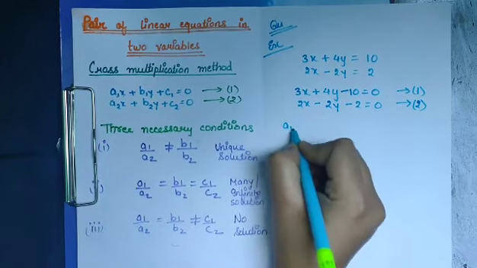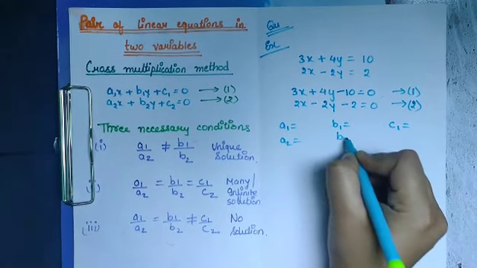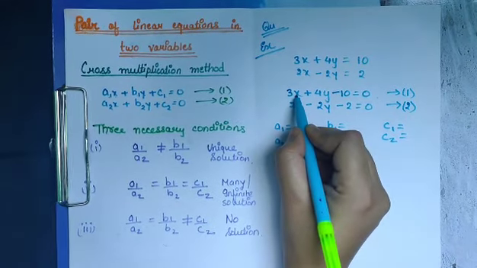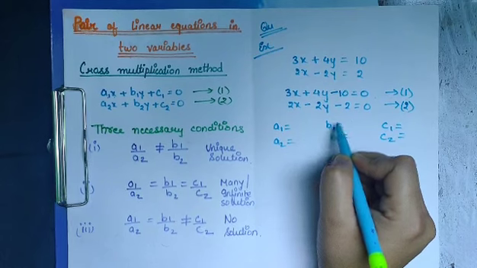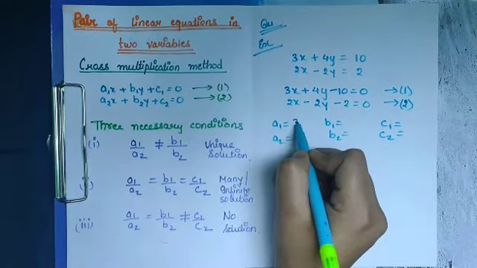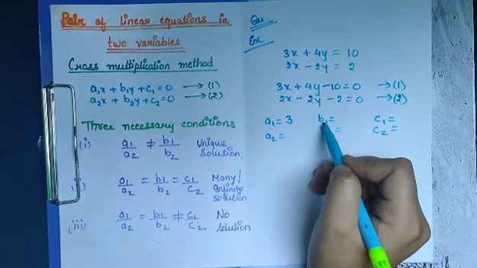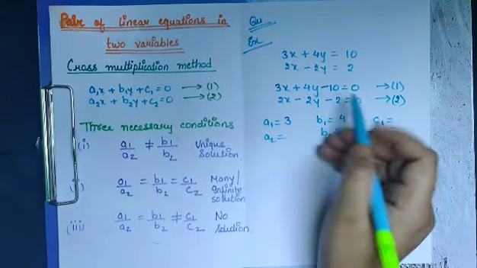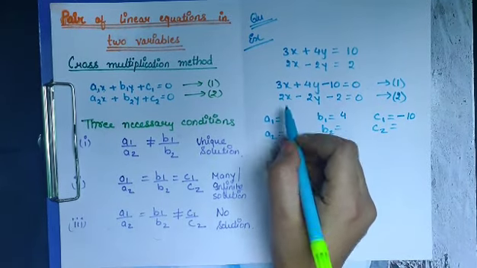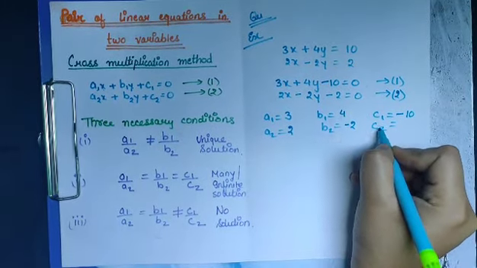Now a1, b1, c1, a2, b2, c2, where a1 is the coefficient of x in equation 1, b1 is the coefficient of y in equation 1. Here the coefficient of x is 3, so a1 is 3. Here the coefficient of y is 4, so b1 is 4. Similarly, c1 is minus 10. Here the coefficient of x is 2, so a2 is 2. Coefficient of y is minus 2 and c2 is minus 2.